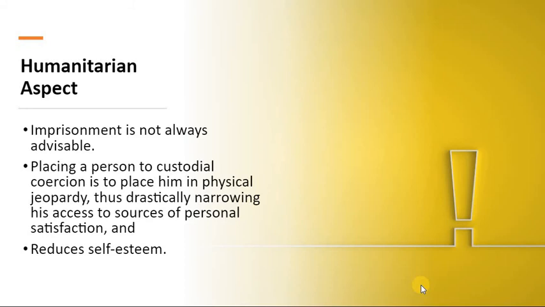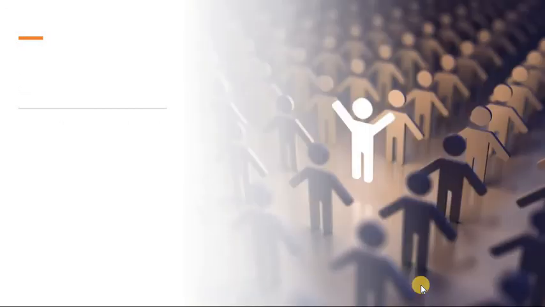Kapag nakulong ka, 'di ba, sa loob ng kulungan. 'Di ba parang kapag lumabas ka, parang nahihiya ka. 'Di ba? Parang nahihiya ka sa mga tao kasi ex-convict ka. Okay. So, yan yung mga principles under humanitarian aspect. That is why kino-consider natin itong community-based correction. Next, restorative aspect. Ano bang ibig sabihin ng restorative?